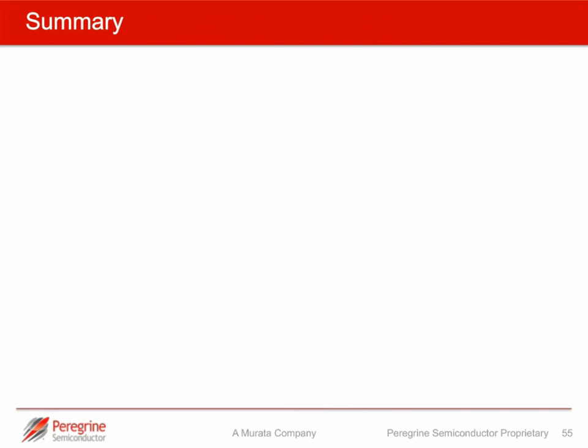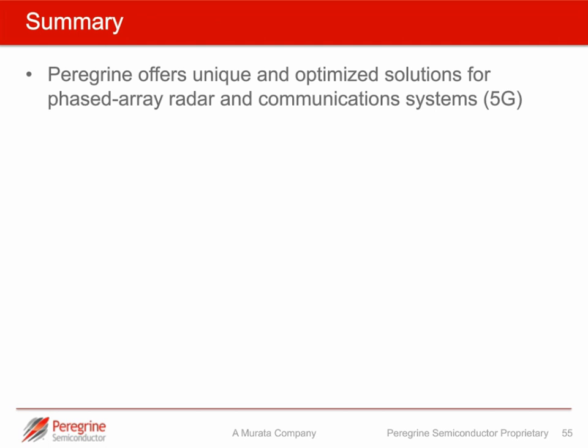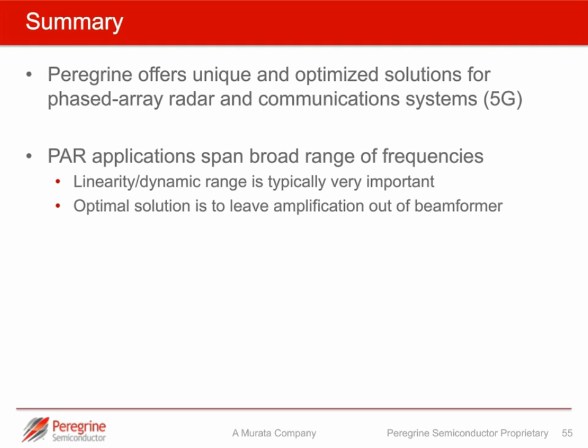So in summary, we have optimized unique solutions. We have optimized a solution for phased array radar, and we have an alternative optimized solution for communication systems. For phased array applications, it's a broad frequency range. We focus on linearity, dynamic range, and the optimum solution is to leave the amplifier out of the beamformer.